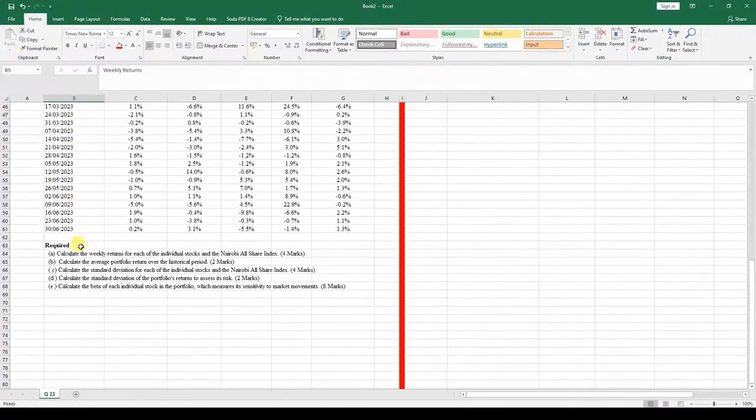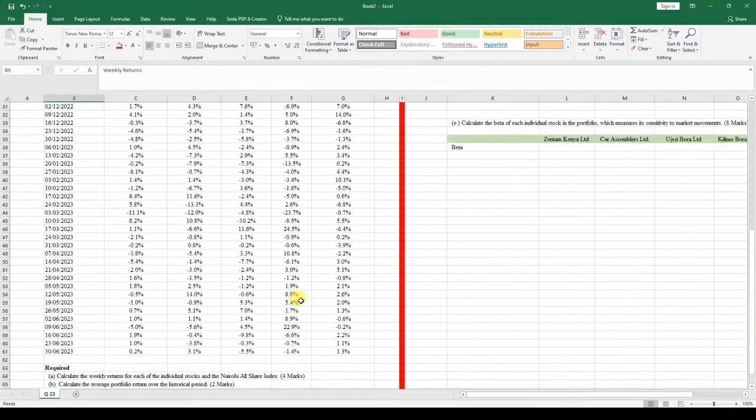Now, you are required to calculate the weekly returns for each of the individual stocks and the Nairobi All Share Index, and calculate the average portfolio return for the historical period. You're told to calculate the standard deviation for each of the individual stocks and the Nairobi All Share Index. Then you're told to calculate the standard deviation for the portfolio returns to assess its risk, and to calculate the beta of each individual stock of the portfolio, which measures its sensitivity to market movements. This is a 20 marks question.